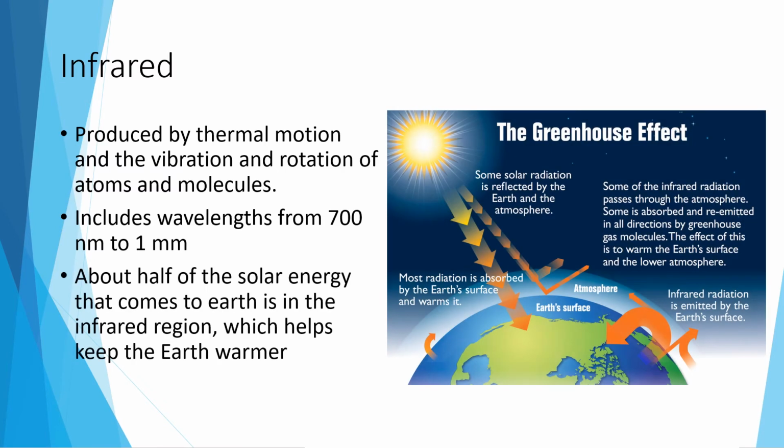About half of the solar energy that comes to the Earth is in the infrared region. These waves are absorbed in the atmosphere and radiate back to the Earth. This, along with the infrared radiation emitted by the Earth, keeps Earth's temperature relatively constant.